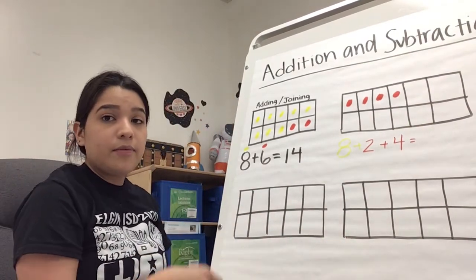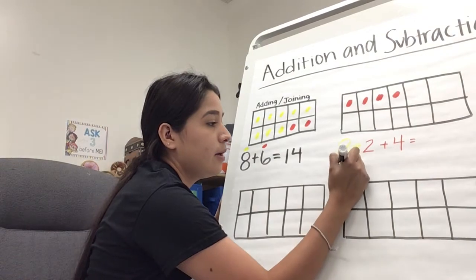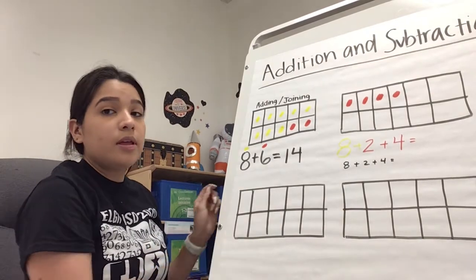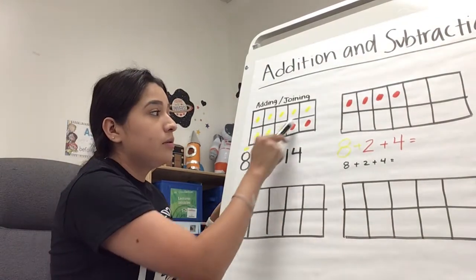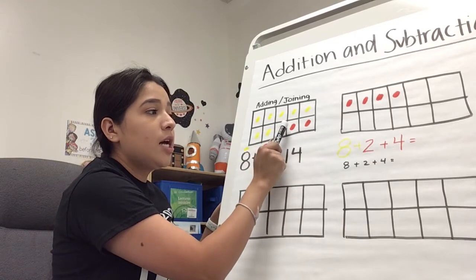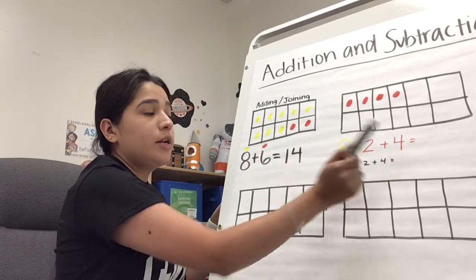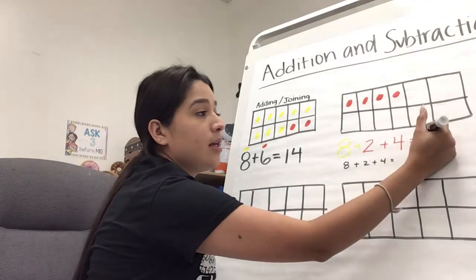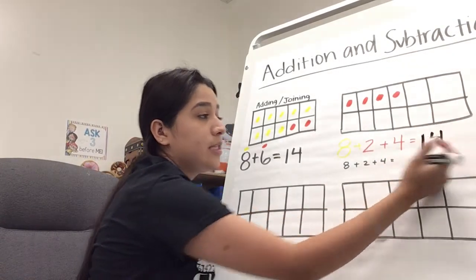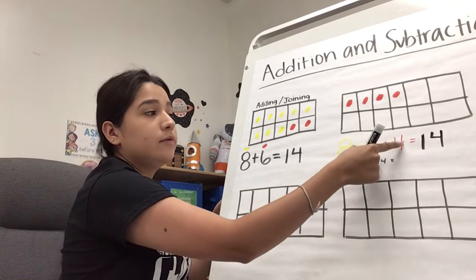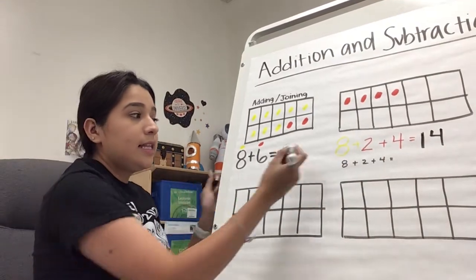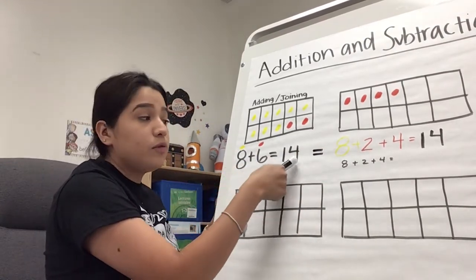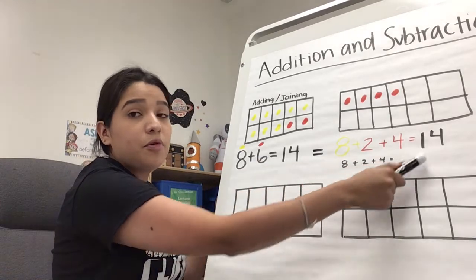So I'm gonna go ahead and write it in black so y'all can see it a little bit better. 8 plus 2 plus 4 equals. So you have 8 yellow circles. You have 2 red circles on this 10 frame, and the next 10 frame you have 4 red circles. So 8 plus 2 plus 4, that is the same sum. It has the same sum of 14. So 8 plus 2 plus 4 equals 14. These are equal to each other. 8 plus 6 equals 14, and 8 plus 2 plus 4 equals 14.